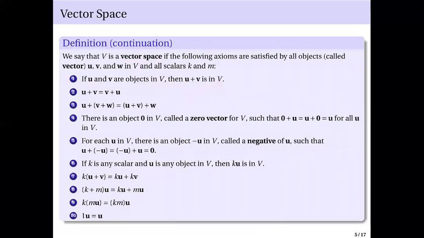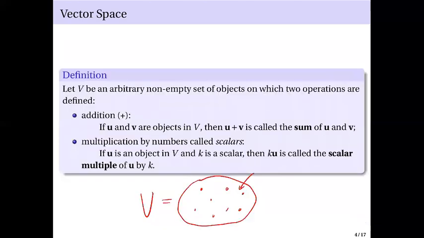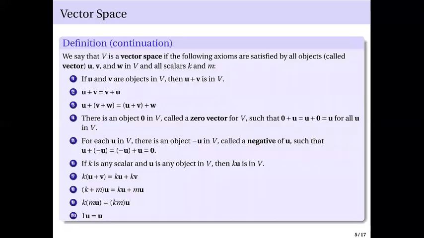Okay? So you got two objects in V. If you add them using this binary operation here, the sum must also be in V. And then, the next axiom, u plus v must be equal to v plus u. So it means that the addition must be commutative.